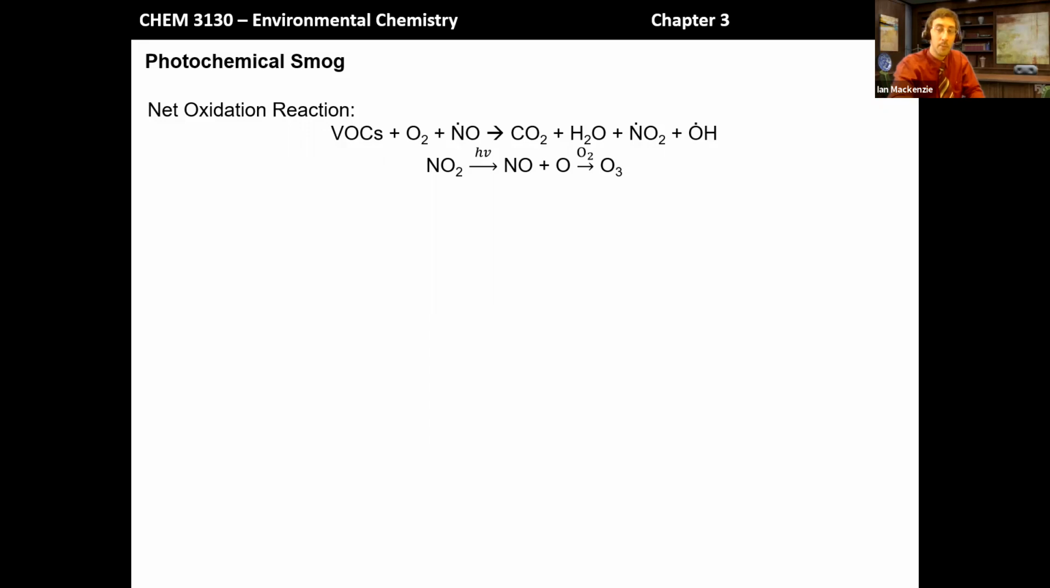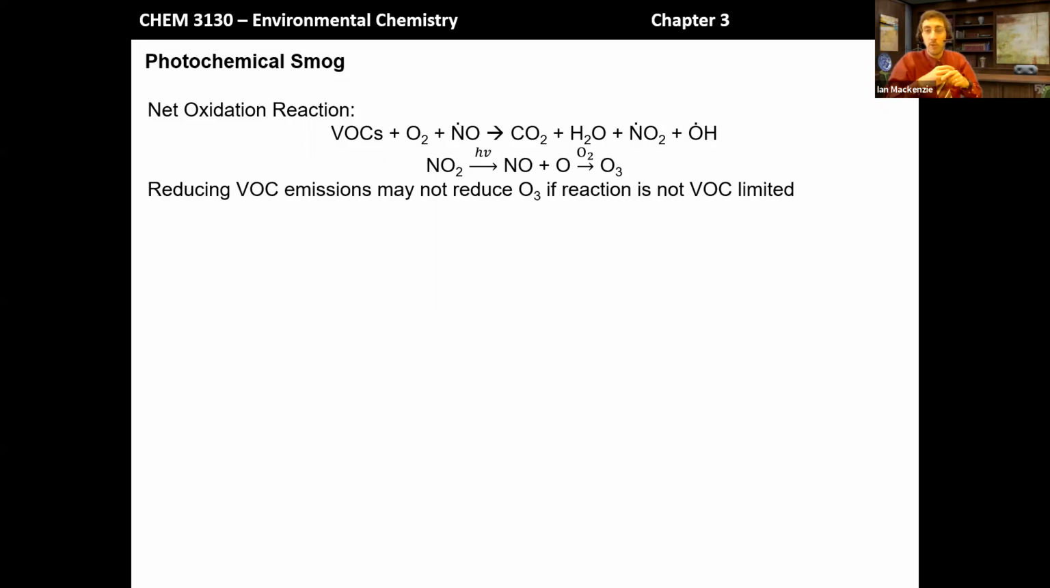And one very important thing to discuss when we're talking about emissions and regulating emissions and attempting to limit emissions, it's important to note that simply reducing VOC emissions may not reduce the overall ozone concentration generated if the reaction is not VOC limited. So we've got two main reactants, VOCs and nitric oxide. If VOCs is not the limiting reagent, then reducing them may not affect the overall amount of ozone generated.